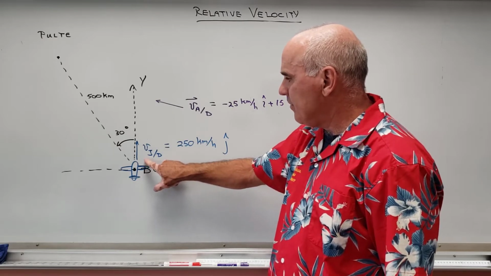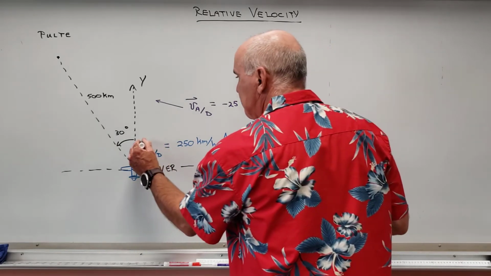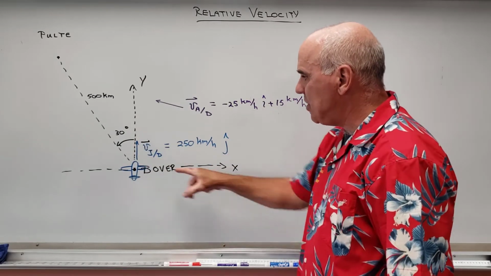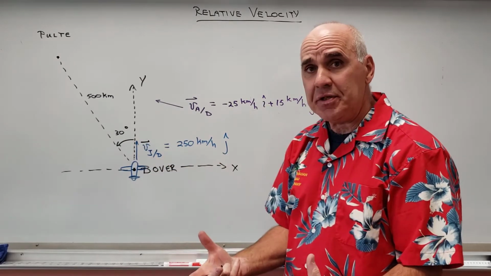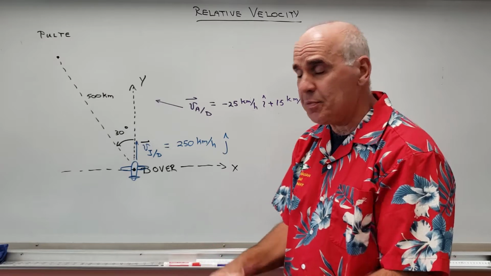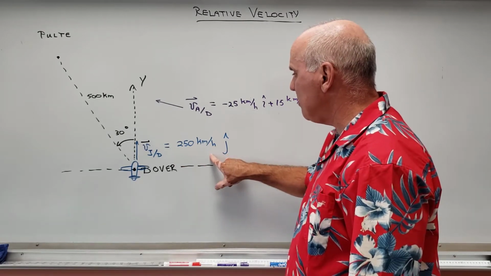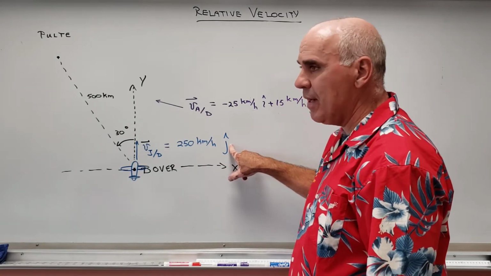And I'm going to tell you that the velocity of the jet, and this should be a vector quantity, the velocity of the jet with respect to Dover, which is a stationary point, that's the city, right? That's where the airport is, 250 kilometers per hour in the j-hat direction.